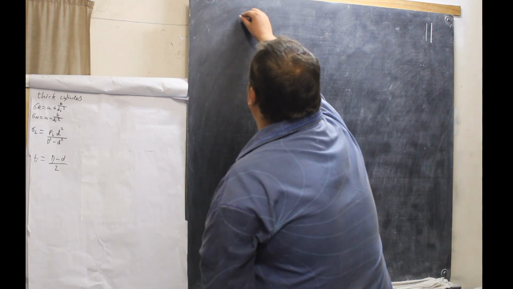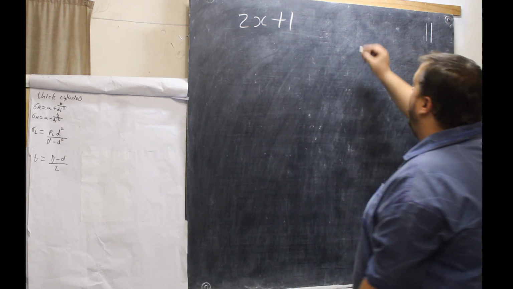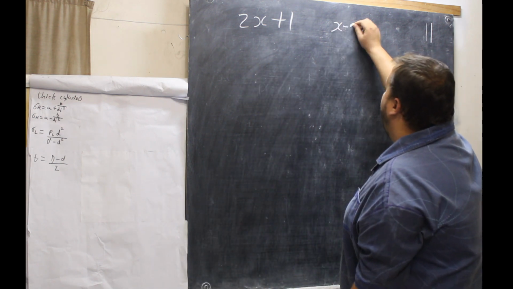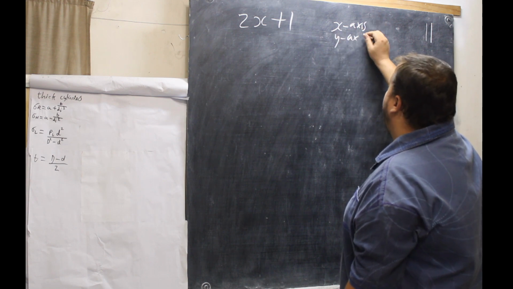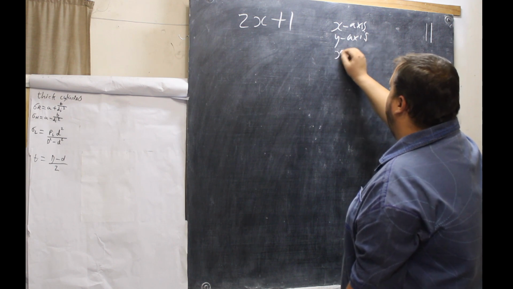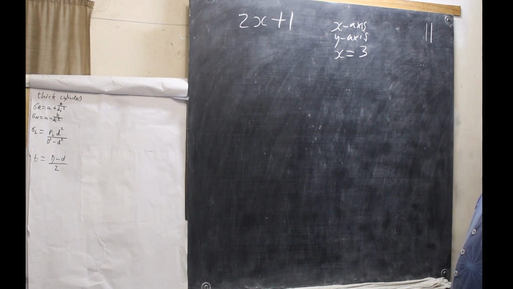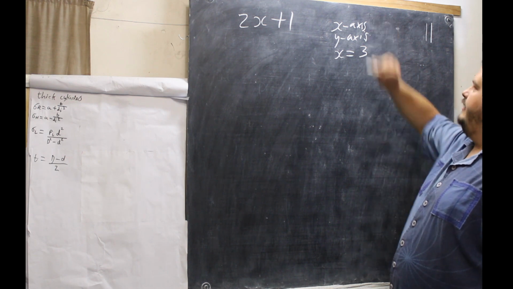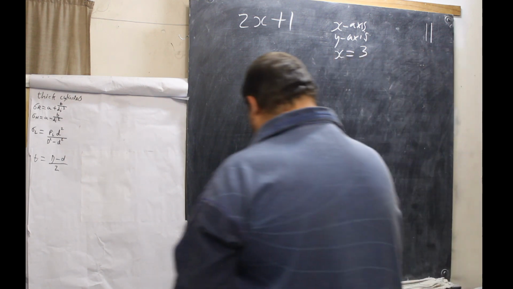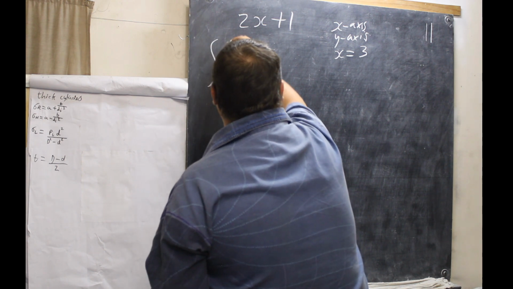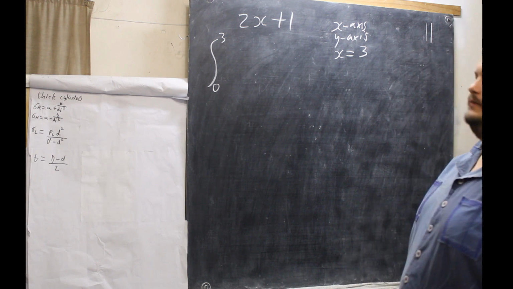Okay, our sum goes 2x plus 1. Now, our limits are the x-axis, the y-axis, and x is equal to 3. These are our limits that have been set upon us by the question. So what we have to do first is integrate from 3 to 0, and the x-axis always means it'll be 0.